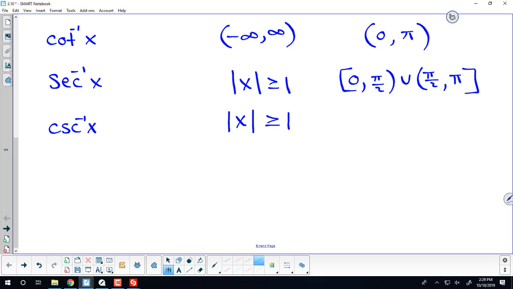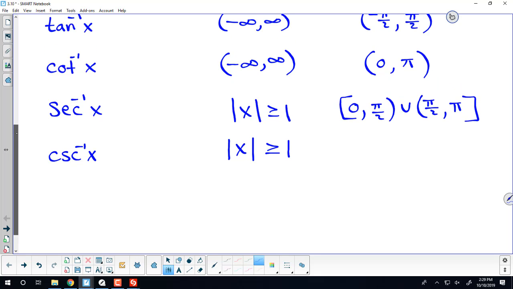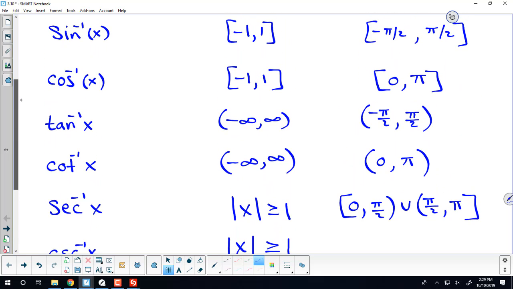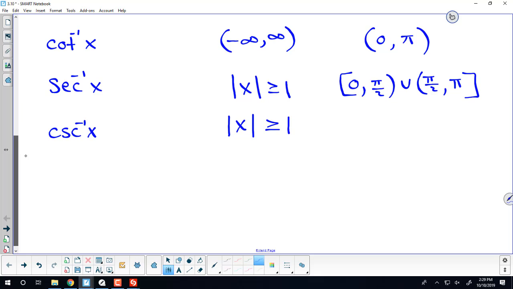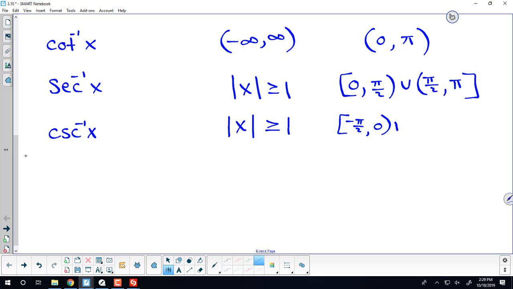So sine is 0 in the interval -π/2 to π/2. Sine would be 0 there at 0. So we've got to exclude that from the output of cosecant. So we go from -π/2 to 0, not including 0, union 0 back to π/2.